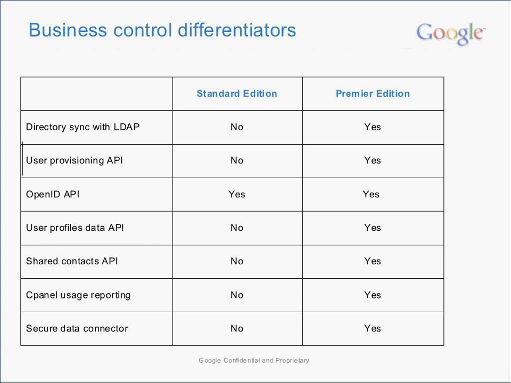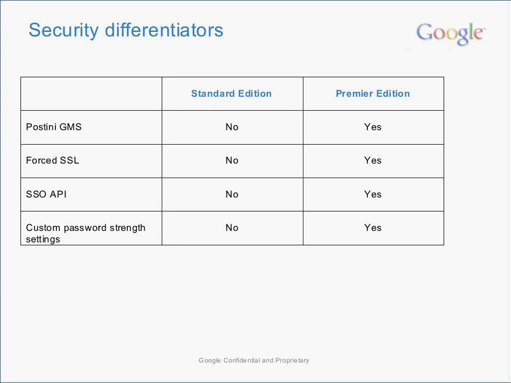The secure data connector at the very bottom, that's actually relating to the ability to create those private gadgets that I was talking about that you can then embed within Gmail and Calendar. That's really some of the things that, as you have a growing business, you really want to be able to use these APIs to automate a lot of the things that administrators have to do manually. And again, you'll see that these tools are available only on the Premier Edition. Let me move on to the security differentiators.